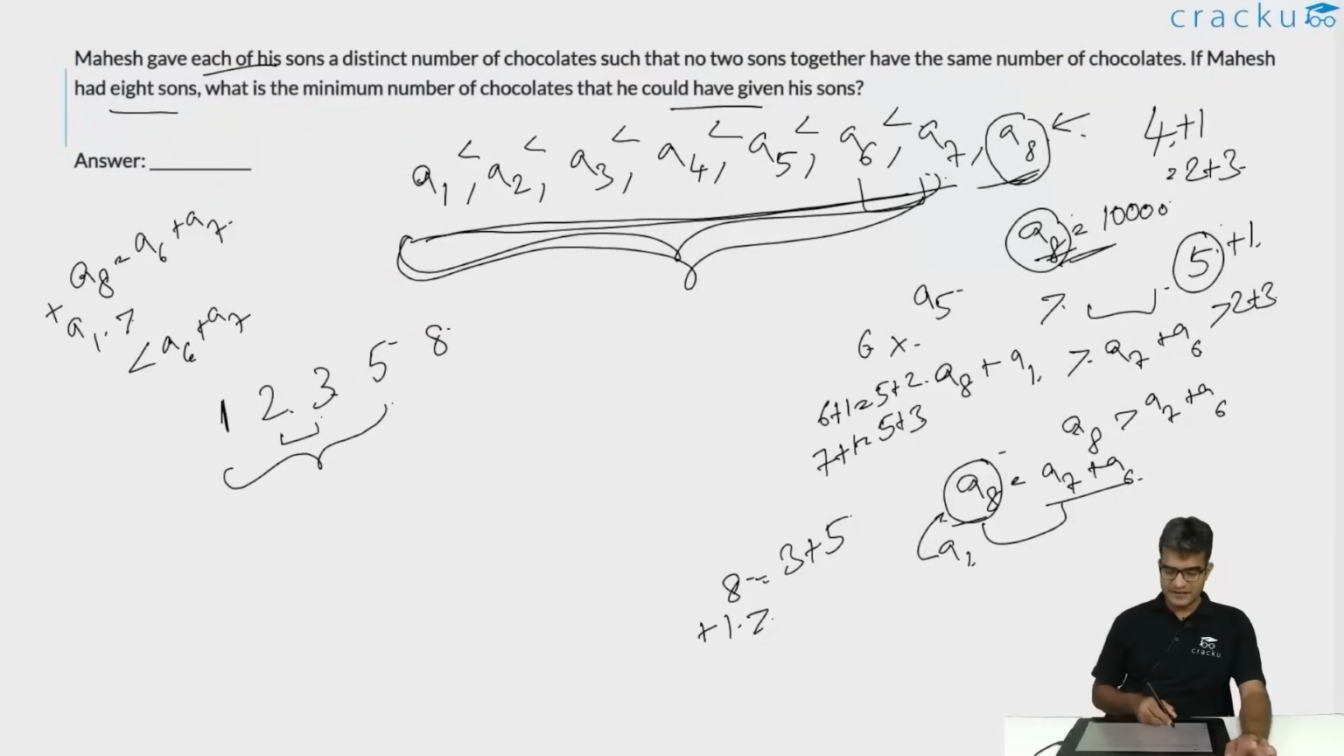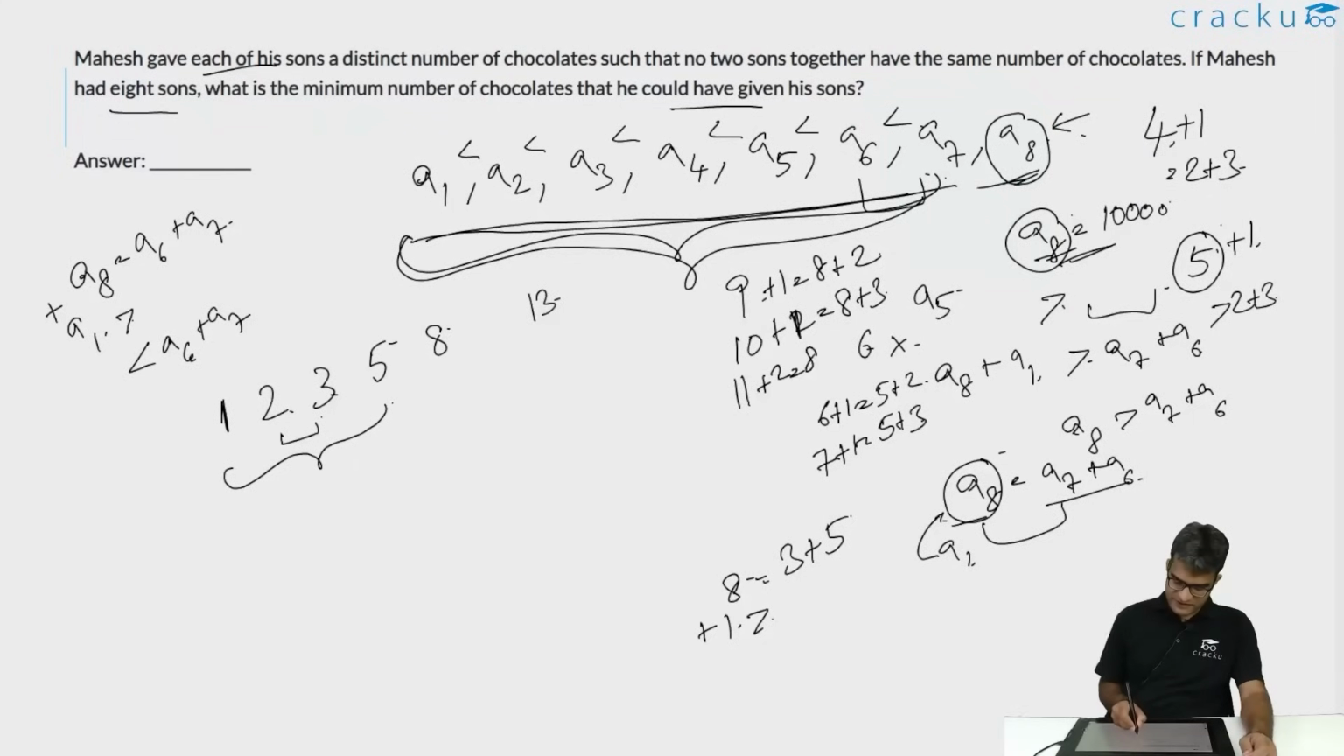Similarly, the next number, if you are for example adding 13 over here, you know that this property will continue to hold true. But we will have to check if there is any number between 9 and 13 for which this property actually holds true. Does it hold true for 9? It won't hold true for 9, because 9 plus 1 is equal to 8 plus 2. Similarly, it won't hold true for 10, because 10 plus 1 is equal to 8 plus 3. It won't hold true for 11, because 11 plus 2 is equal to 8 plus 5. It won't hold true for 12, because 12 plus 1 is equal to 8 plus 5.